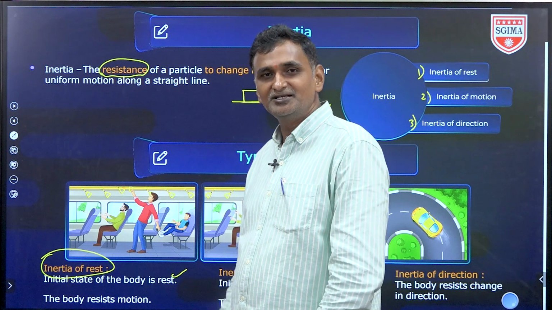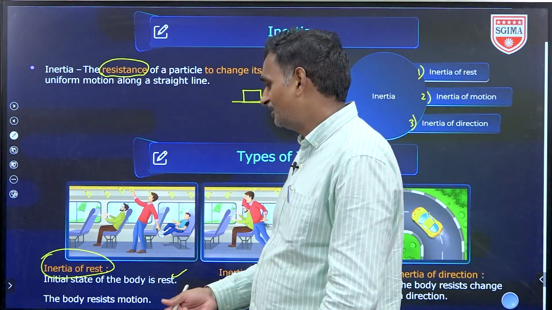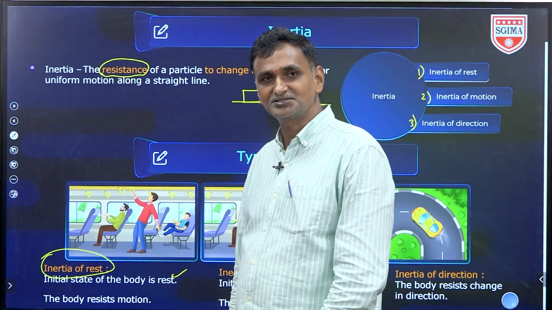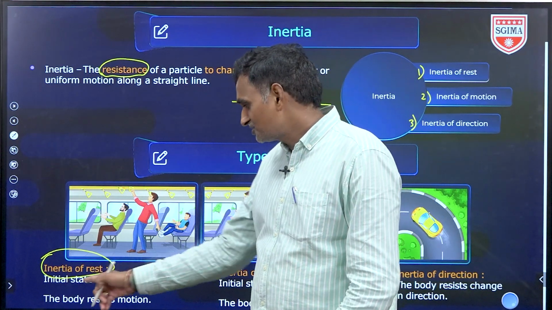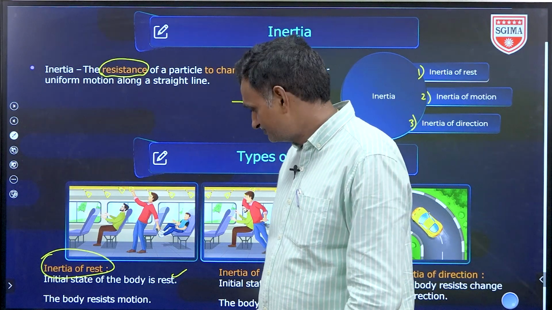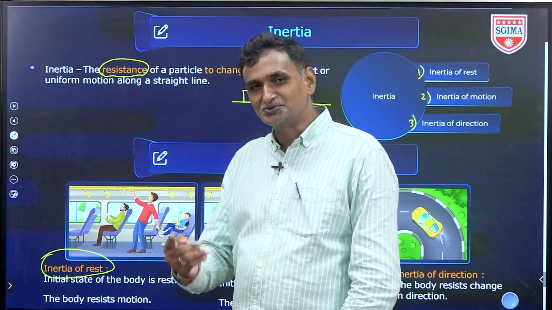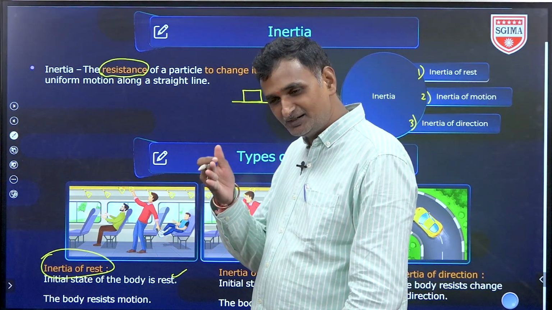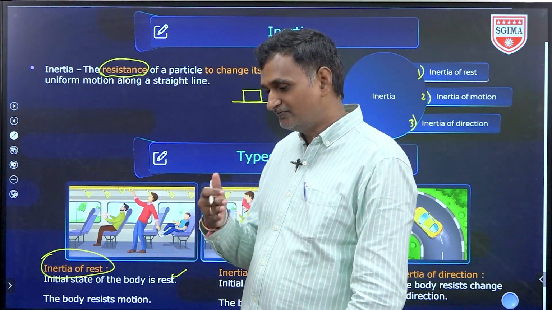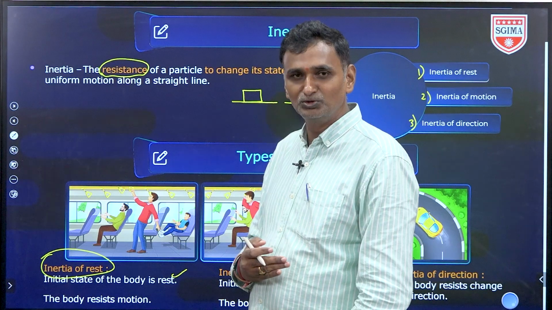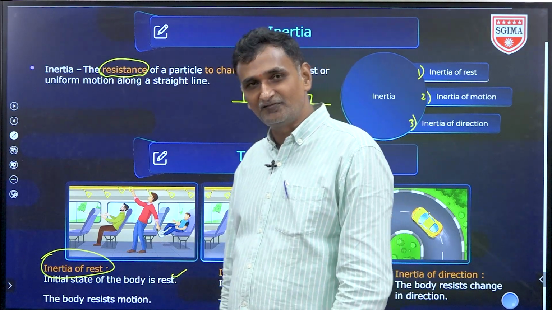Okay. So, likewise, these are the conceptual examples we need to discuss for inertia of rest. Once again, inertia of rest means the initial state of the body is at rest, and the body resists the motion. It is a resistance to moving immediately, the body resists moving by itself. That is called inertia of rest.